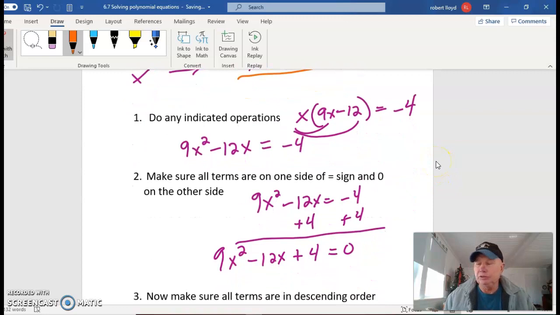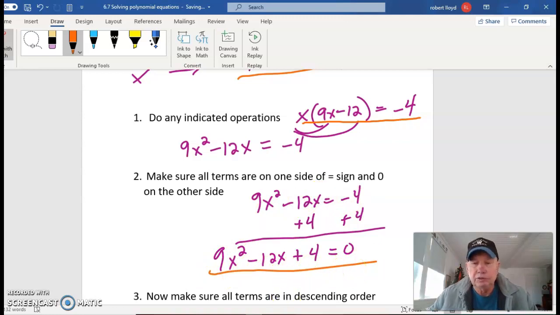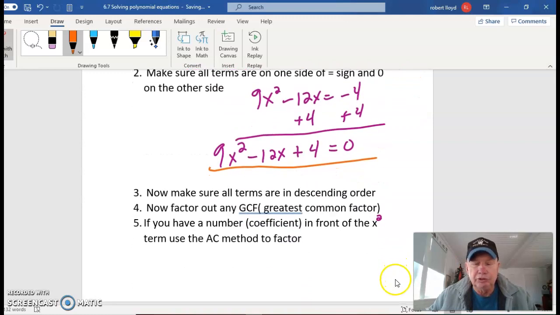So first, you want to do any indicated operations. So in this one, we have to distribute the x. We have 9x squared minus 12x equals -4. Then we have to make sure all the terms are on one side of the equal sign and 0 on the other. So we had to add 4 to both sides. Now we have all the terms on one side and 0 on the other. And when you do that, you want to make sure that all the terms are in descending order. So we got x to the second, x to the first, and then no x.